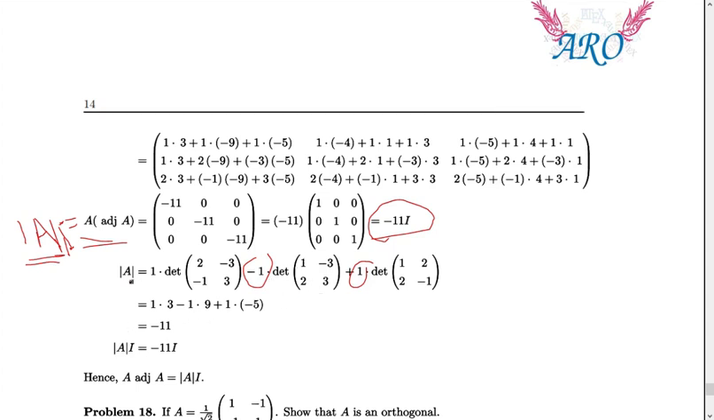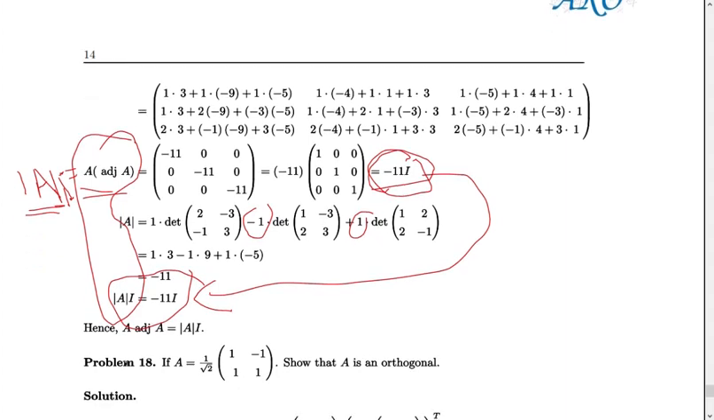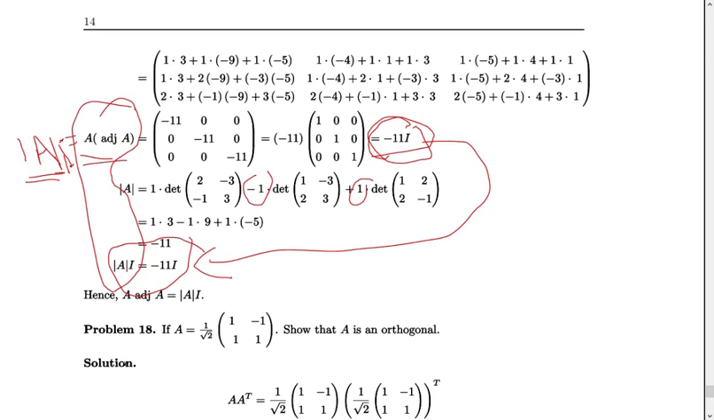So the determinant value is equal to minus 11 into I. From these two equations, equal to this value, equal to this value. So right hand side equal means left hand side is also equal. So A into adjoint of A is equal to modulus of A into I, determinant of A into I. And one more problem, I think it's the last problem.